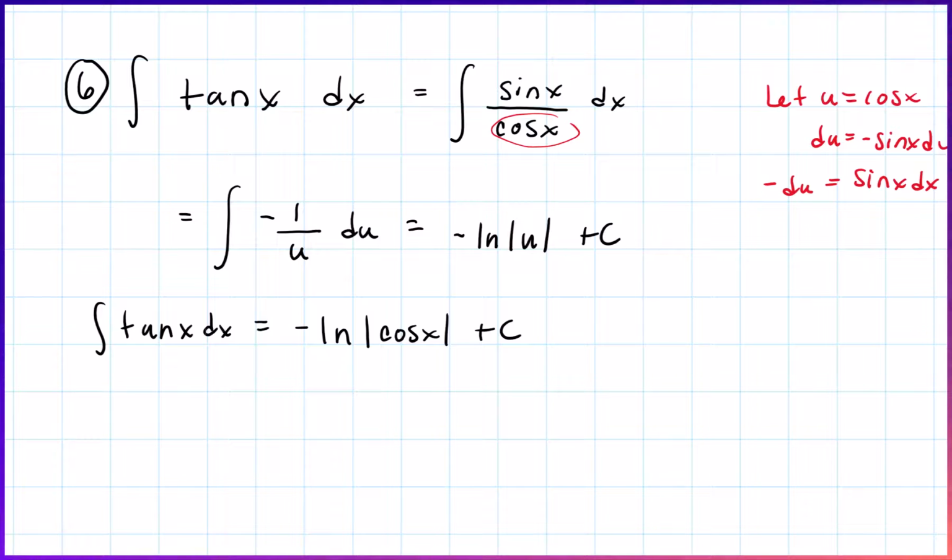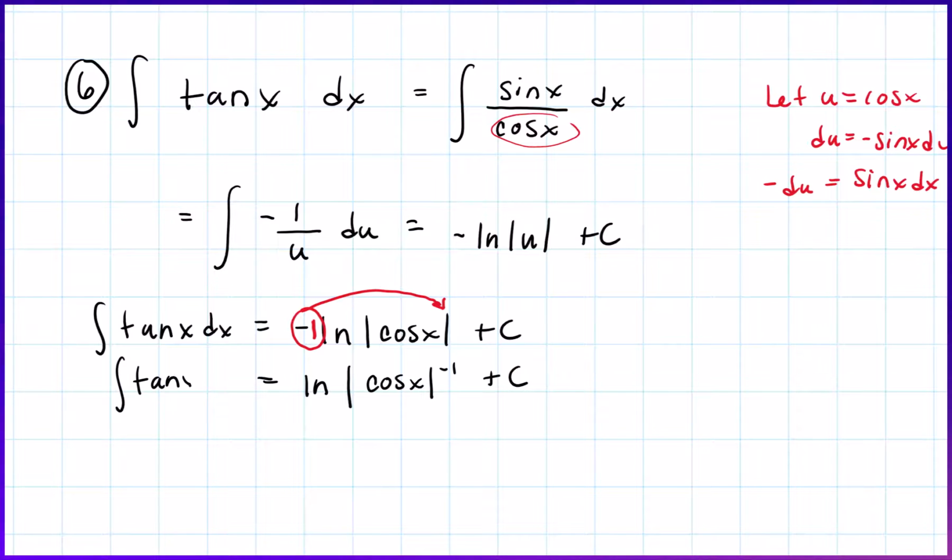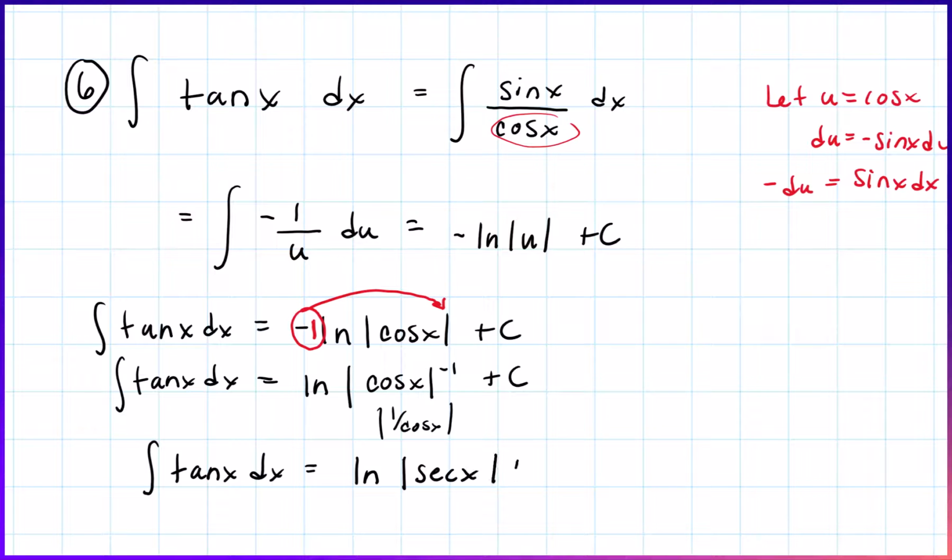But again, remember we have all these relationships between tangent and secant, both through their derivatives and their identities, but their integrals also have relationships. So let's look at this. This is really like a -1. And so if I just use some algebra here and I bring that in as an exponent, this becomes the natural log of the absolute value of the cosine of x to the negative first power. And that is the secant of x, because that's 1 over the cosine. So it turns out that the integral of the tangent of x dx, remember that's sine over cosine, becomes the natural log of the absolute value of the secant of x plus c.